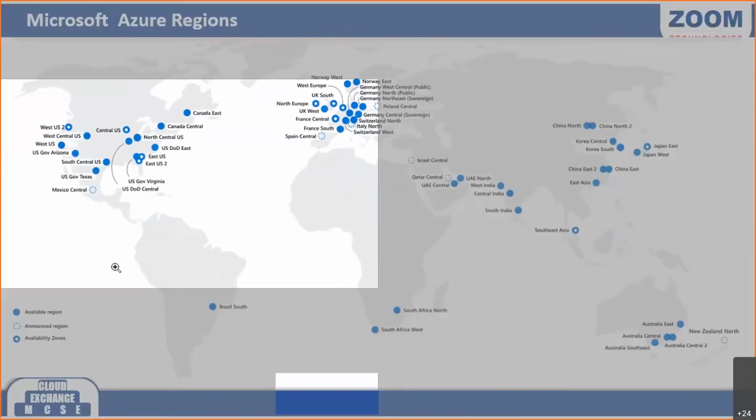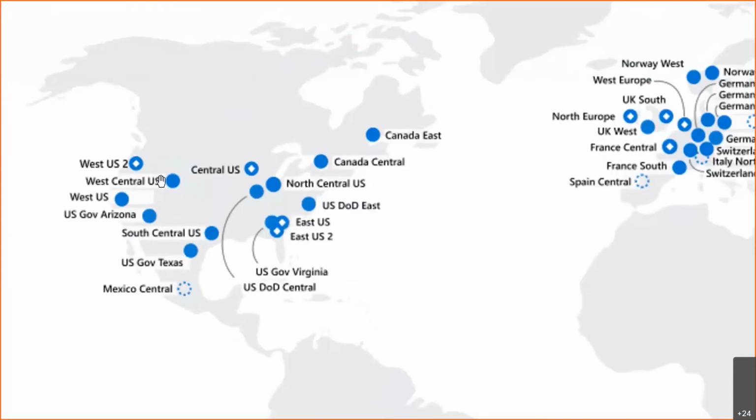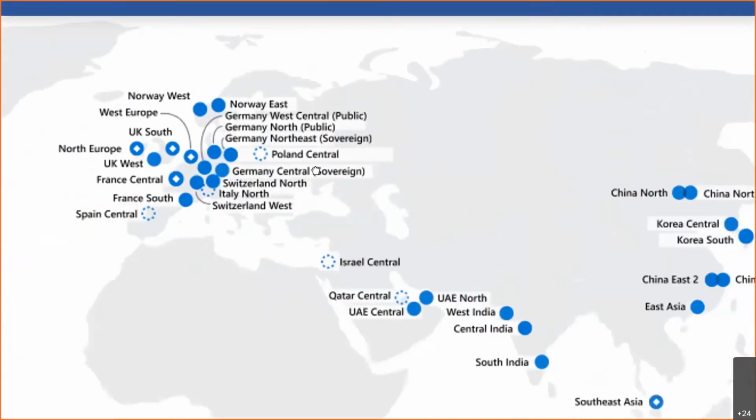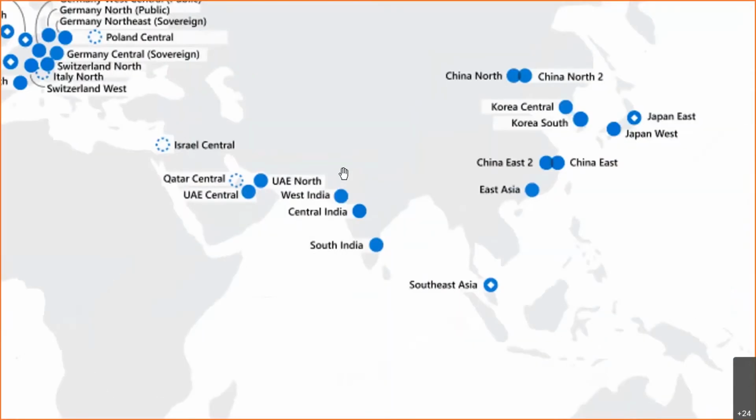If you go to the USA, you have so many data centers, in Canada also. In Europe we have so many data centers, in Germany also. In the Middle East we have data centers. In India we have 3: South India, Central India, and West India. And in China also we have.